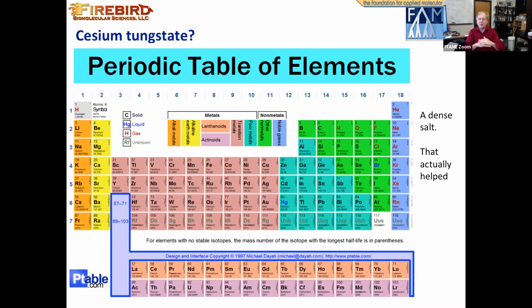So you see our problem. The fluorinated oil has a density of 1.8. Water has a density of 1. So what do we do to keep the droplets from floating? Well, we put cesium tungstate into the water to make the water heavier so that it sinks a little bit better. Now, we never get up to 1.8.